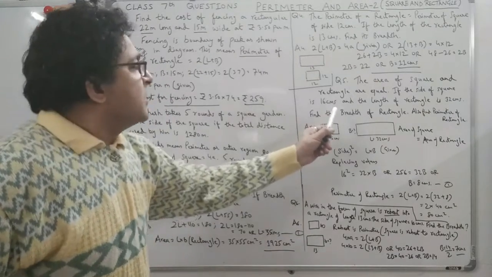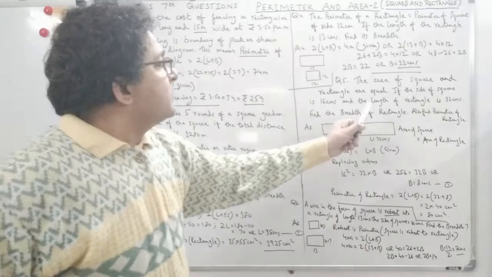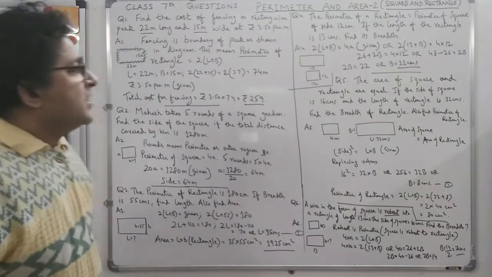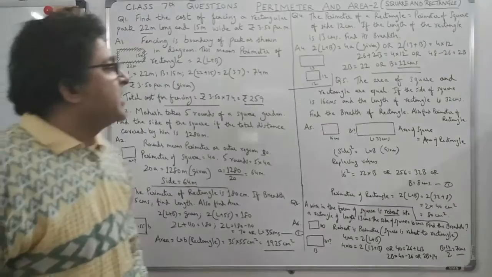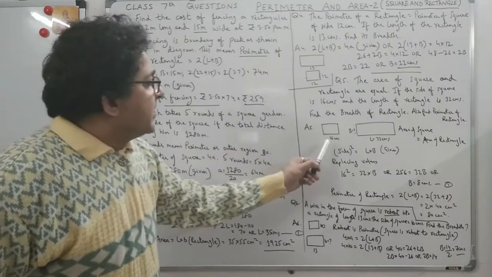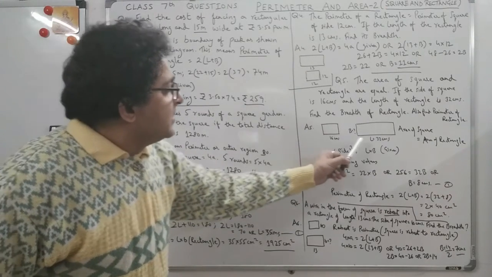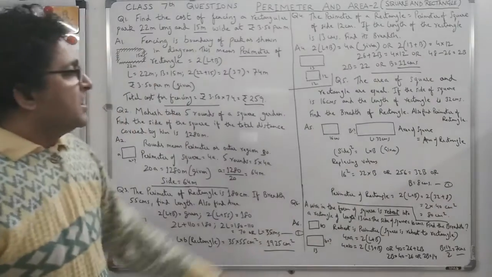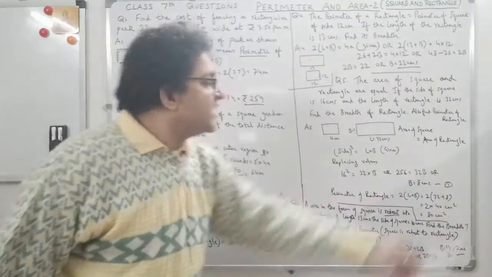The side of a square is given to us, and the length of the rectangle is given as 32 centimeters. We are being asked to find the breadth of the rectangle. So I make a diagram: a square with a 16 centimeter side, a rectangle of length 32 centimeters, and the breadth is not given. So the area of the square is equal to the area of the rectangle.